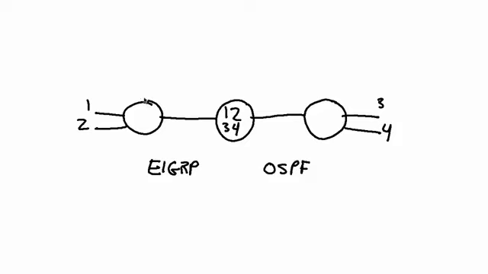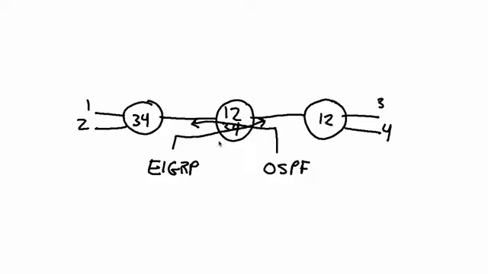But let's say we want the EIGRP router to learn routes 3 and 4, and we want the OSPF router to learn routes 1 and 2. What we would need to do is redistribute one routing protocol into the other. So we would redistribute OSPF routes into EIGRP, and then that router would learn routes 3 and 4, and then redistribute EIGRP routes into OSPF, and the other router would learn routes 1 and 2.